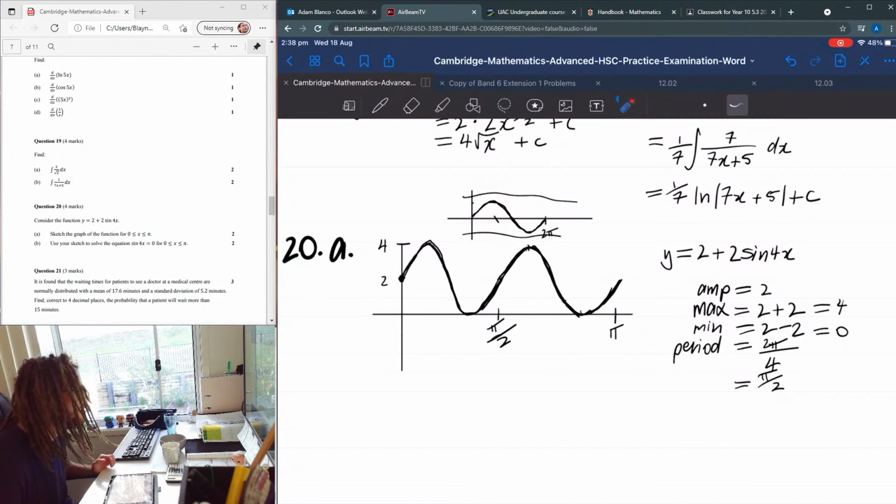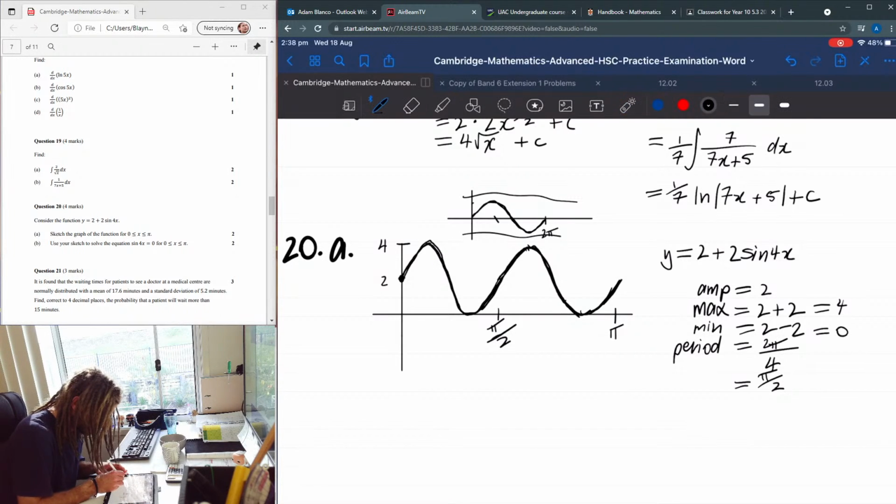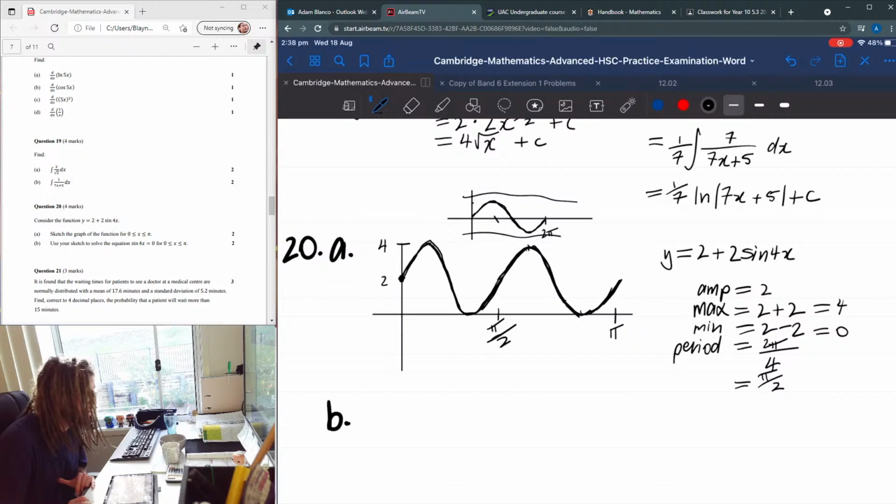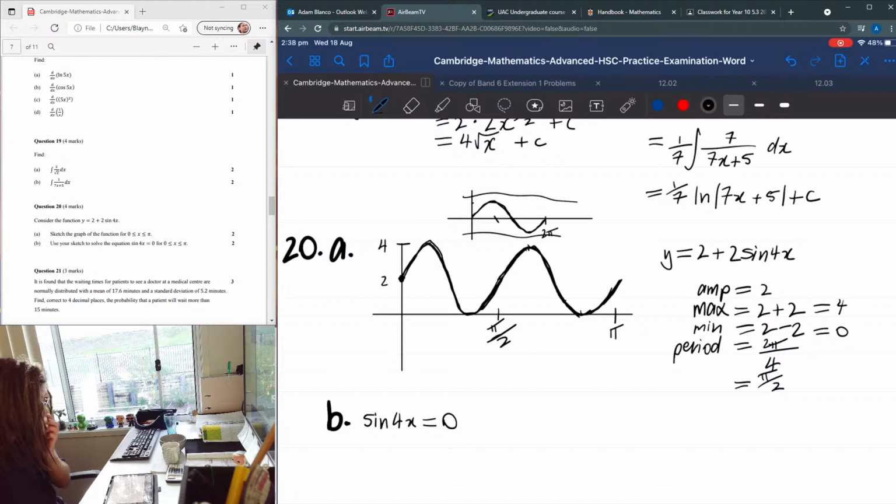Check out the answers. Yes. Okay, so sketch the graph. Oh, done. Okay, that's A. B. What marks is that? 2. Yeah, fine. Use your sketch to solve the equation sine 4x equals 0. Yeah, right. How am I going to use my sketch to do that? That's a bit stupid.